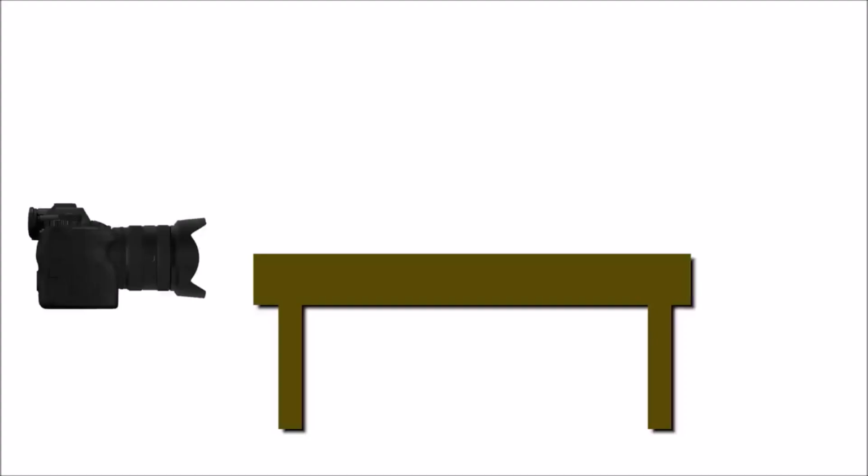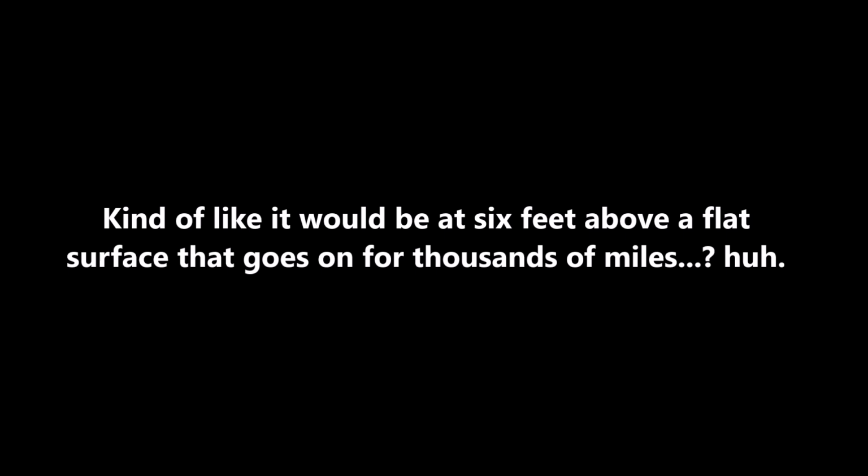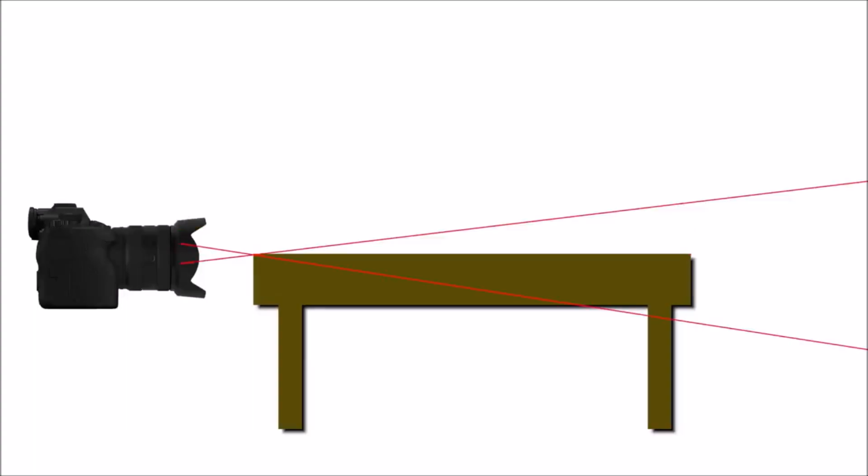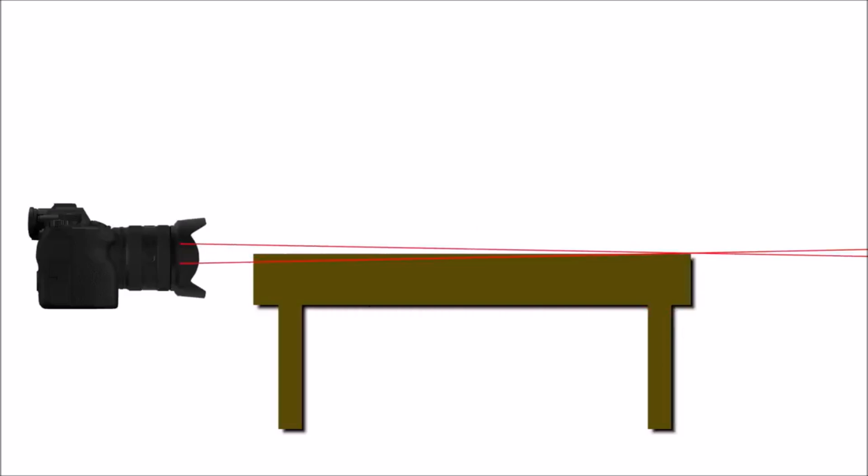And last but not least is distance. With the camera right up to the edge of the table, the difference in distances between the camera to either end of the table is huge. Kind of like it would be at 6 feet above a flat surface that goes on for thousands of miles. Huh. So if we focus on the closest end of the table, the far end of it goes out of focus. If we focus on the far end, then the near end goes out of focus. Now, I recreated the setup along this countertop behind me, but I did it in a more controlled manner.